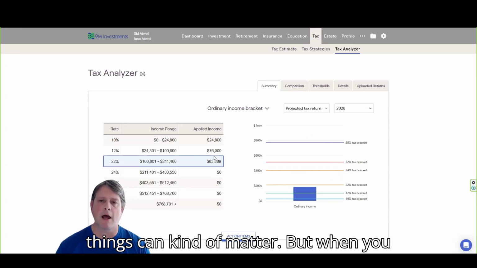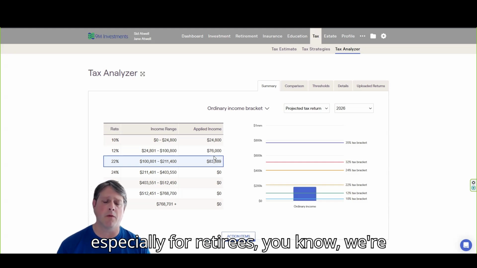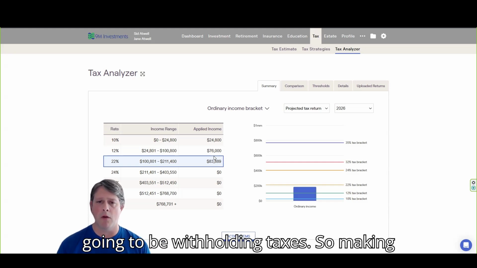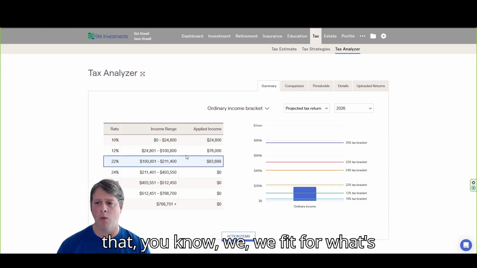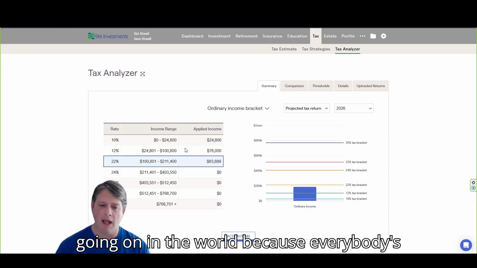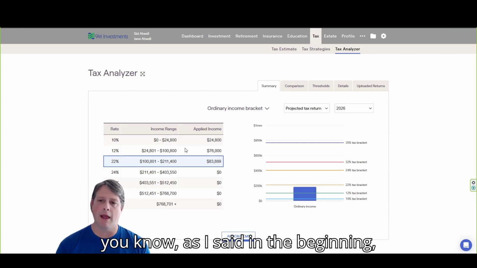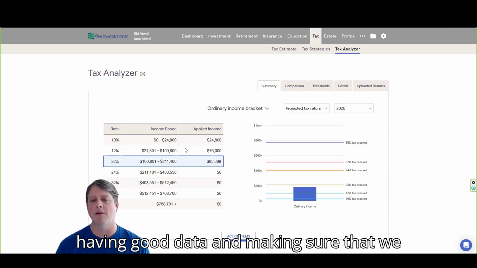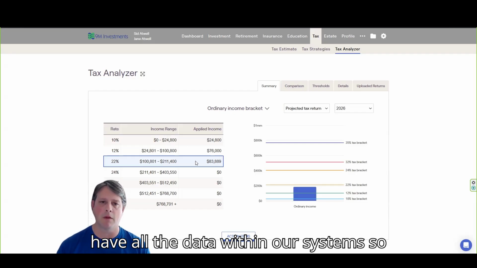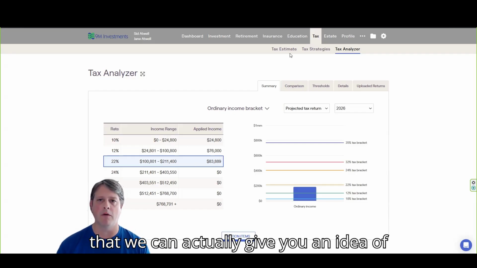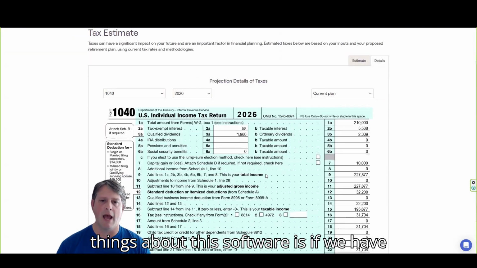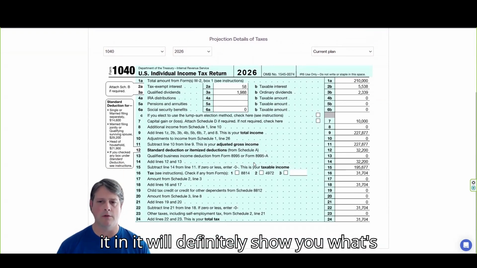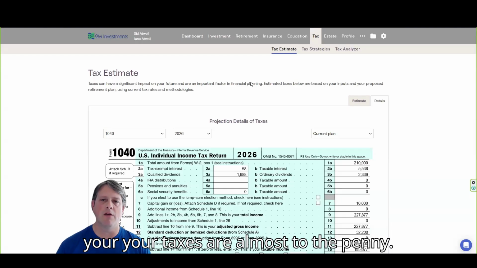All those things can matter, but when you start looking at planning for 2026, especially for retirees, we're going to be withholding taxes, so making sure that we're withholding the right amounts. And again, making sure that we fit for what's going on in the world, because everybody's situation is a little bit different. And as I said in the beginning, having good data and making sure that we have all the data within our systems so that we can actually give you an idea of what these tax estimates look like. Because one of the coolest things about this software is if we have it in, it will show you what your taxes are almost to the penny. So again, very, very detailed.